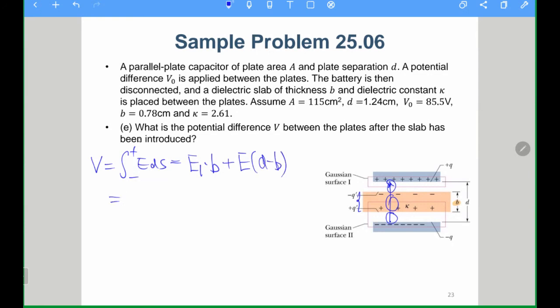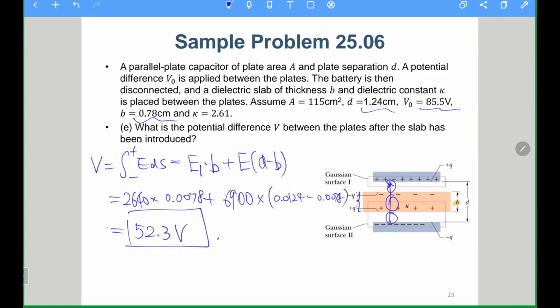So this number will be 2640 times b, which is 0.0078, plus 6,900 times 0.0124 minus 0.0078. It should be smaller than the original, and this number is 52.3 volts.